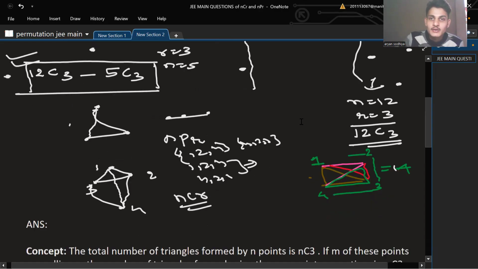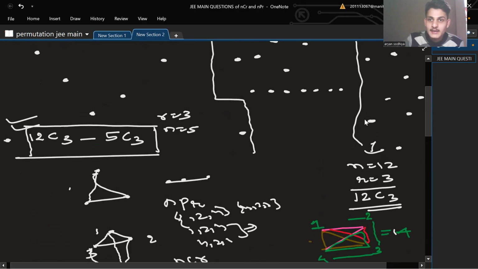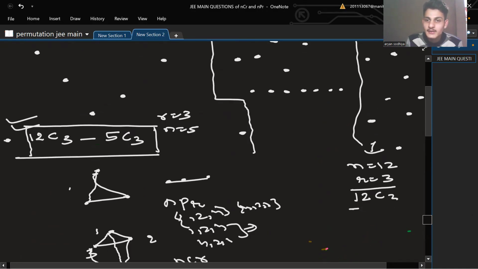But I will also give you the scenario where we can use nPr. Always remember, in the case of triangles from points, there's a simple formula, and nCr will always be used. nPr will never come into use.